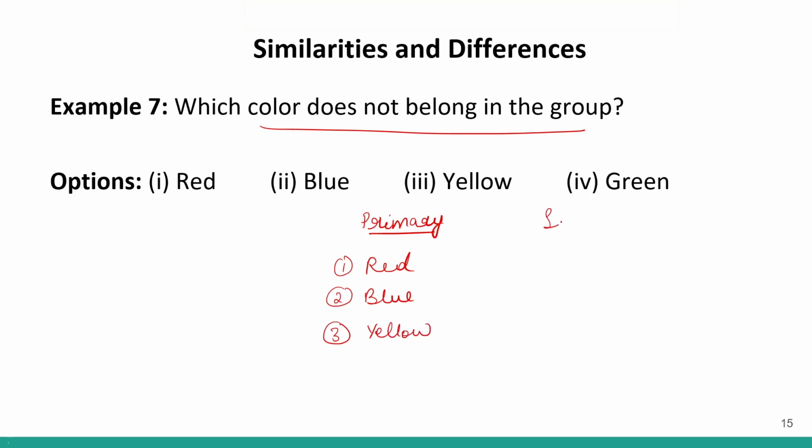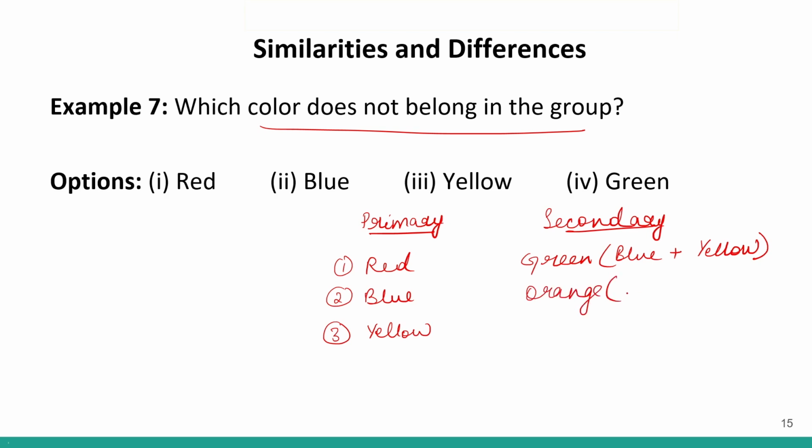Okay. Then we have secondary colors, which are made by mixing 2 primary colors. So secondary colors are what? Green. Green is made by mixing blue plus yellow. Okay. The next secondary color is orange. Orange is made by mixing red plus yellow. And then the third color is purple. Purple is obtained by mixing blue and red. So these are the 3 secondary colors.